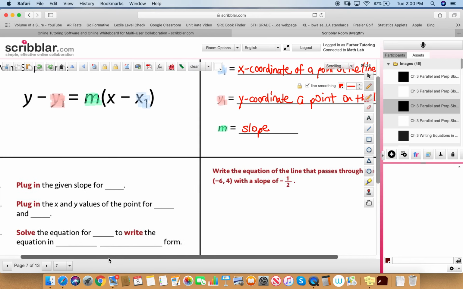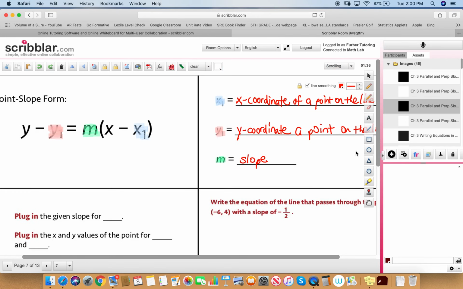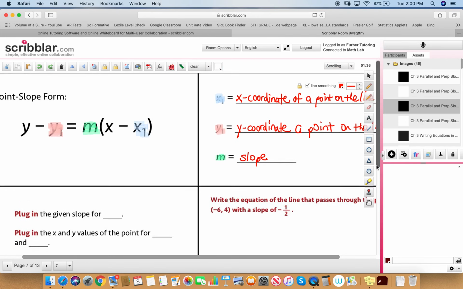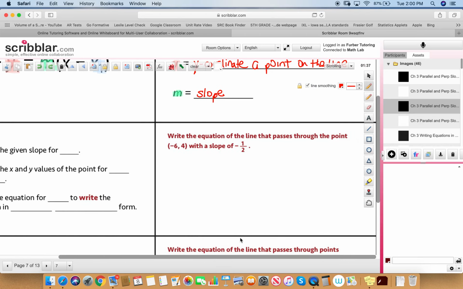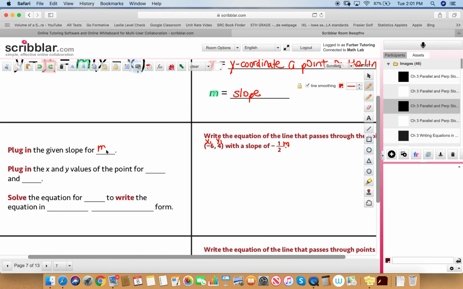Okay? So once you understand what the equation is going to look like, that'll help you actually learn how to do some examples. All of the examples are going to involve writing equations. This one says write the equation of the line that passes through the point -6, 4 and has a slope of -1/2. So this is my m, and this is my x1 and my y1. This one's pretty easy. Our first step is to just plug in the given slope for m, and then plug in the x and y values for x1, y1.